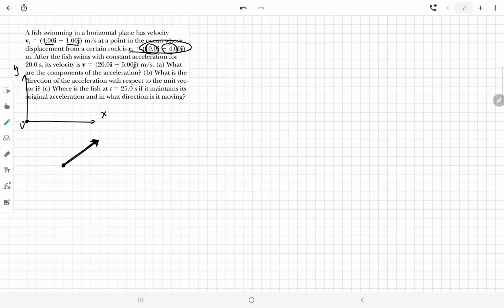And after 20 seconds the velocity becomes 20 in the x direction and negative 5 in the y direction, so it means it will be moving approximately in this direction. This is the direction of the motion, but I'm not sure about its position because we don't know it for now. What else? And this is a motion with constant acceleration. It means this is very important. I think that's enough for now.